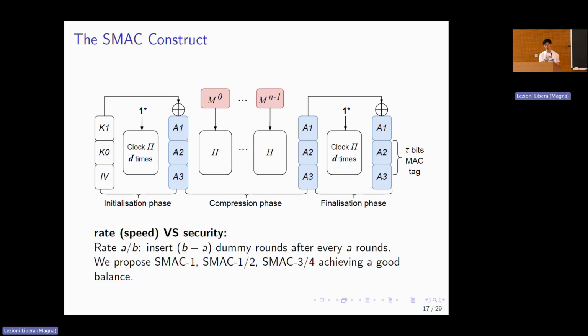In this paper, we propose SMAC 1/2 and SMAC 3/4. For 1/2, it means that after we absorb a message block, we clock a dummy round. That is, we clock a round without absorbing any message block. And in SMAC 3/4, it means after absorbing 3 message blocks, we clock 1 dummy round. And in the implementation, we can make it absorb a constant message block. That's sufficient.